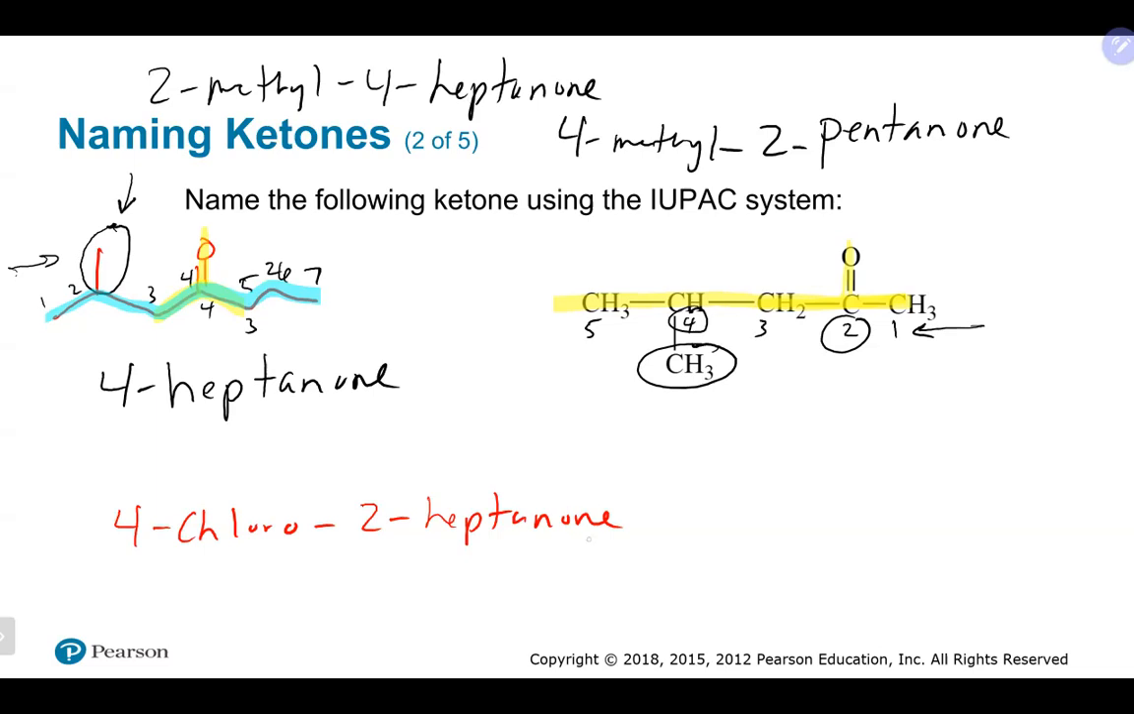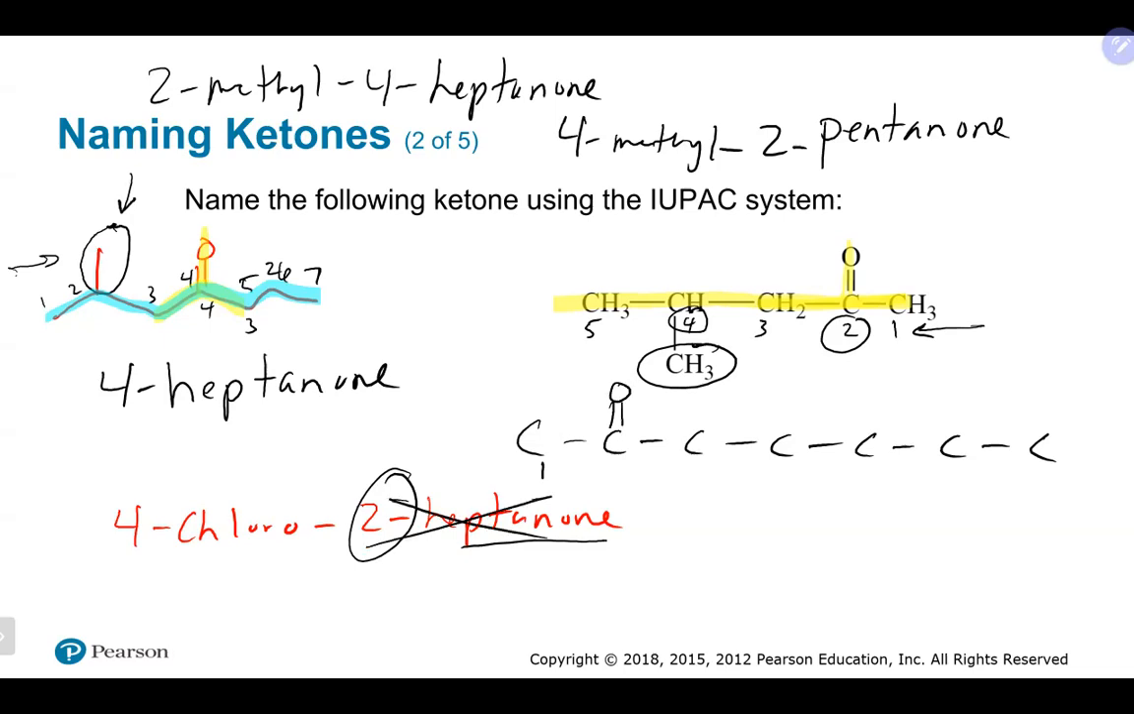Lastly, here we got heptanone, which we just did. So that is 7 carbons. 3, 4, 5, 6, 7. 2-heptanone means my double bond's at carbon number 2. And since you're drawing it, you can either draw it to the left or to the right. I'm going to call this carbon 1 for me. So my double bond's going to go here. So that takes care of my 2-heptanone.